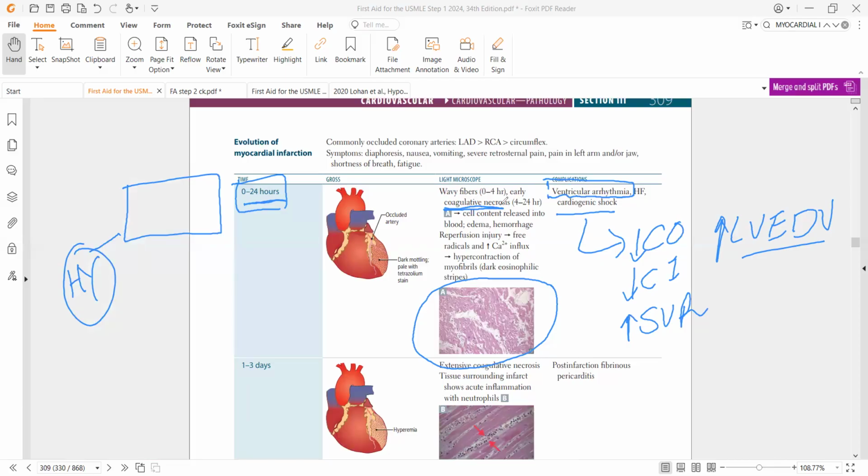What is the reperfusion injury? When you reperfuse this patient, what happens? Free radicals and calcium influx take place, and this will lead to the hypercontraction of myofibrils, right?